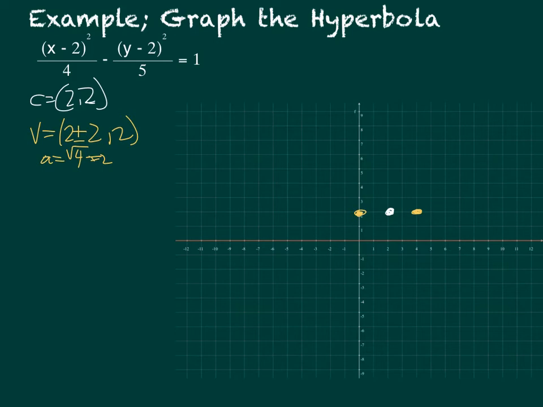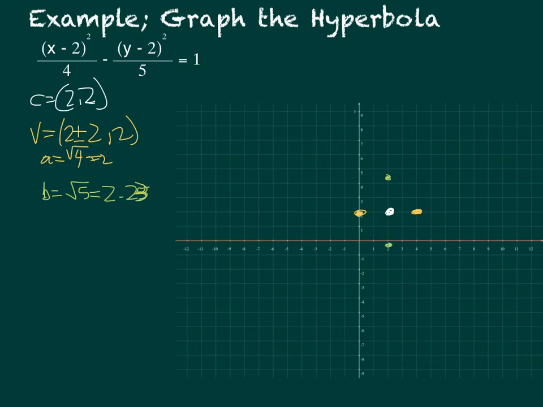And if I wanted to find my co-vertices to help us draw our asymptote lines, then we would need to find our b. So b is going to be the square root of 5, which is not exact, so we want to round this one just to get a rough estimate. And we would get roughly 2.23. It's got to be a little bit more than the square root of 4. So we have about right here, count about 2.23 up from the center and 2.23 down from the center.